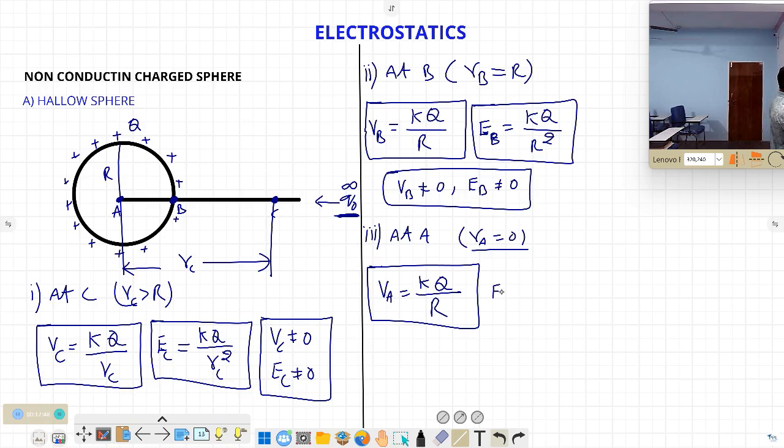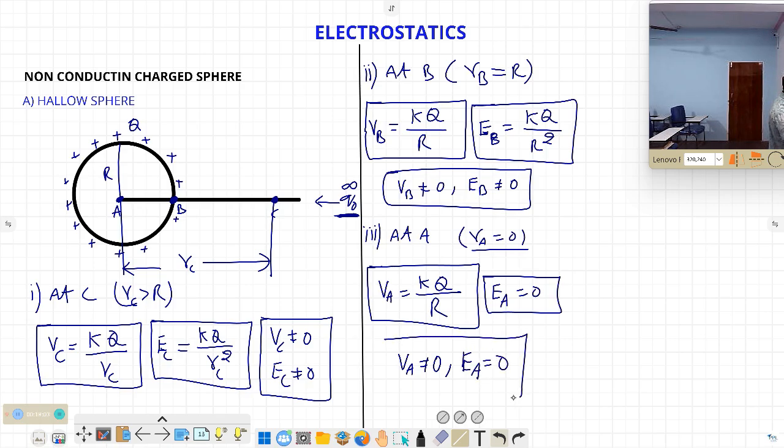But what is the electric field at A point? That is always 0 inside the hollow sphere, either conducting or non-conducting. So the conclusion is potential is not equal to 0, but electric field inside is always equal to 0 in the case of a non-conducting sphere. This is one of the important concepts to keep in mind.